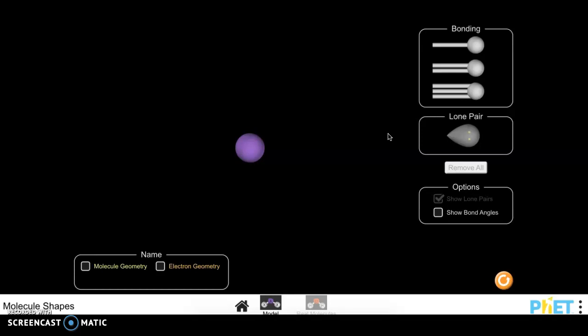Let's remove the domains using that remove button, the X that I hit over here. We want to add the domains required as in that first column. I know it says column 2, but in the first column. And then click on molecular geometry, so that's down here if I click on molecule geometry. And I want to click on show bond angles. And then you will be recording this information.